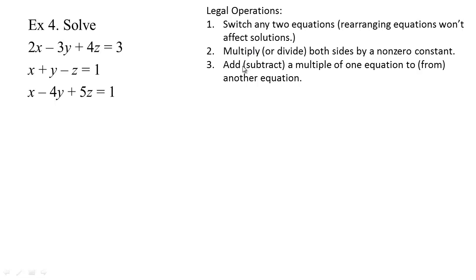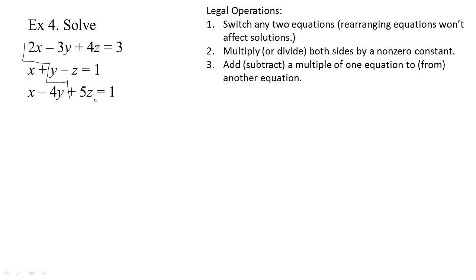And we know that you can add the same thing to both sides of an equation, or subtract the same thing from both sides, and it won't change the solution. So in particular, we could add or subtract a multiple of one equation to, or from, in the case of subtraction, another equation. Just using those legal operations, we try to get to a stair-step form called echelon form.